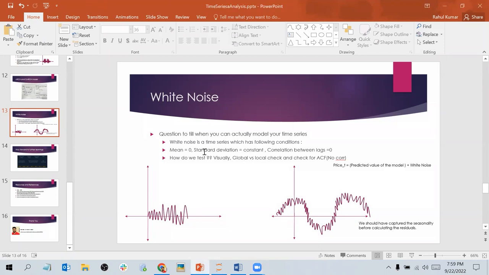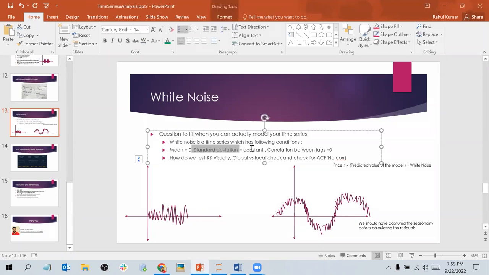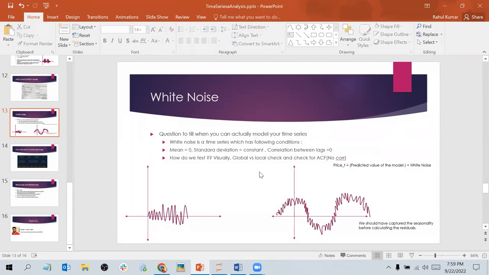Then you have to have the standard deviation constant. And also, there should not be any correlation between the lags. So the noise that you see today should not have a pattern or be dependent on the previous residuals. In this case, if you see it, there is a seasonality. So this is not white noise.